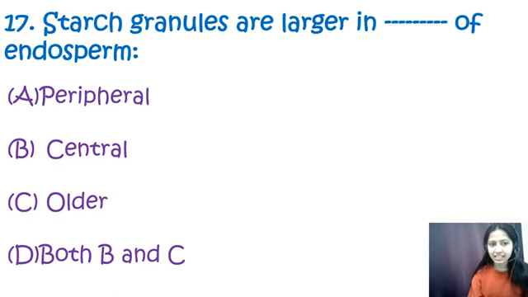Question number 17. Starch grains are larger in dash of endosperm. Options are A, peripheral, B, central, C, older, or D, both. So the correct option is B, that is central. The starch granules are larger in the central region of the endosperm. So the correct option is B.